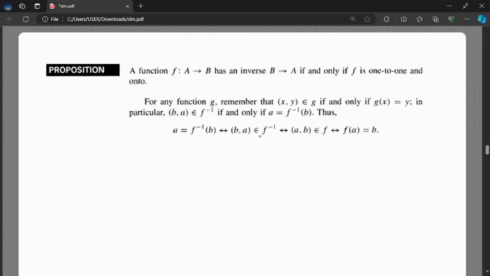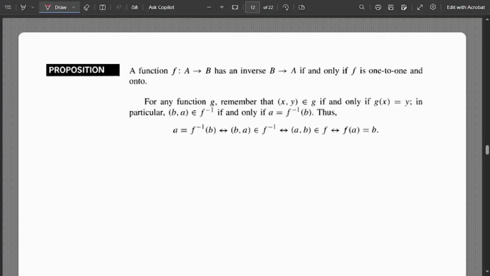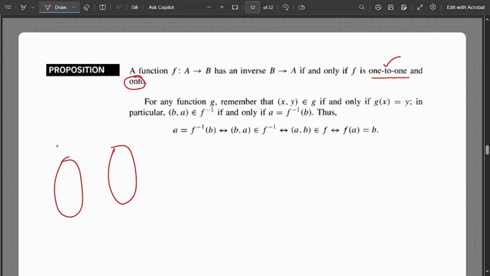Now we have a proposition that the necessary condition for a function to have an inverse is that it must be one-one and onto. If it is many-one or not onto, what will be the problem? Suppose I have a function from 1, 2, 3, 4 to x, y, z, and t. Suppose 1 maps with x, 2 maps with y, 3 maps with z, and 4 also maps with z.